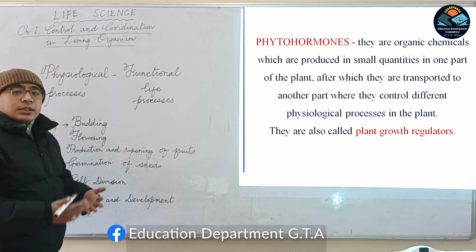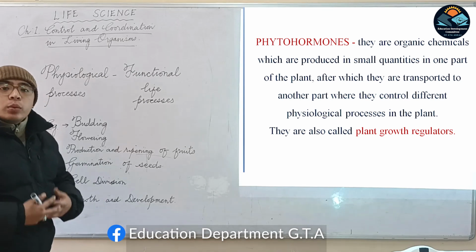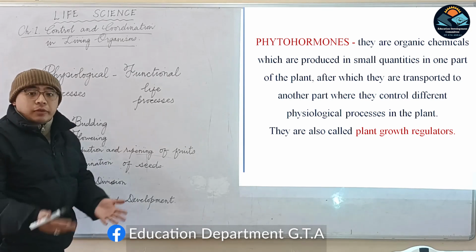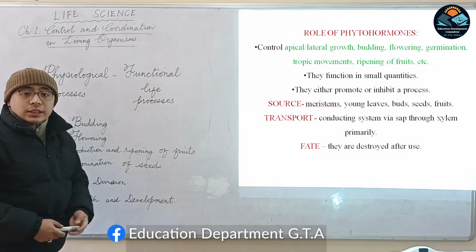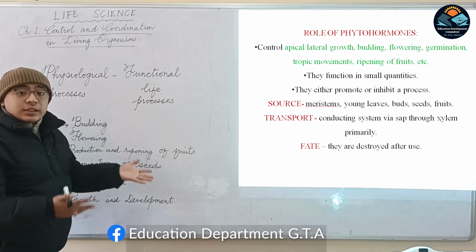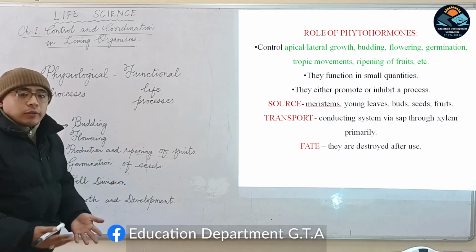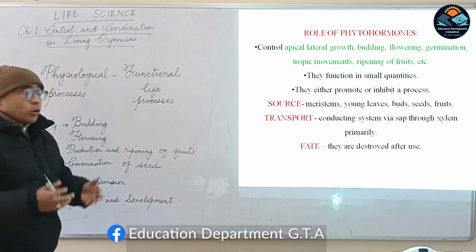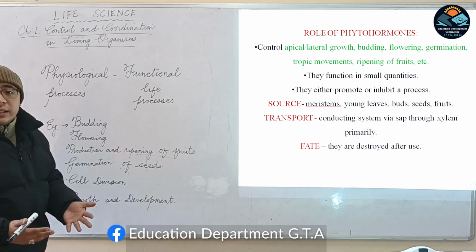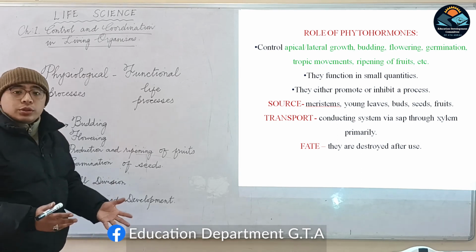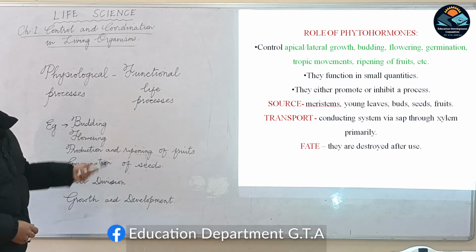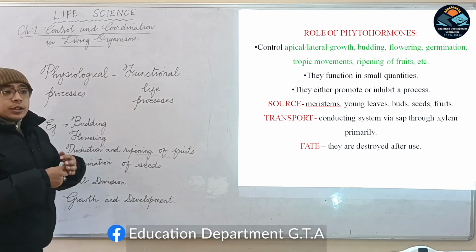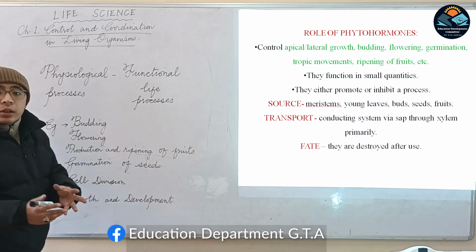These are the processes that occur within plants without which the plant cannot survive. So therefore, physiological processes or functional life processes are known as life processes because they are essential for the survival of the plant. So what are these physiological processes that are being controlled by hormones? Here are some examples. Number 1 is budding. Budding means the predecessor to the flower.